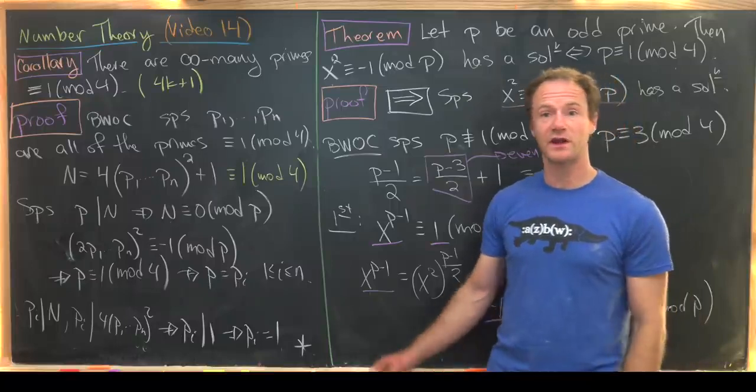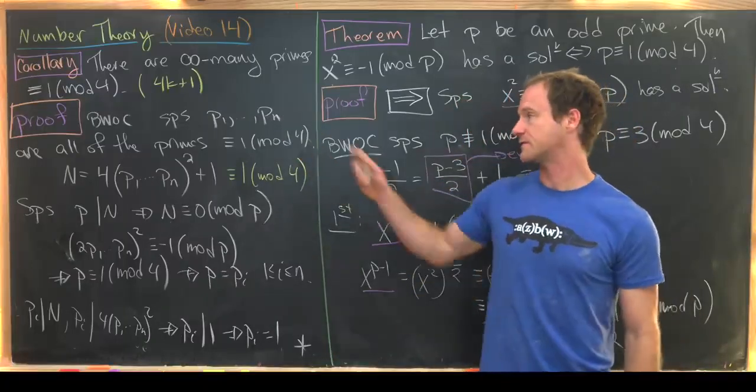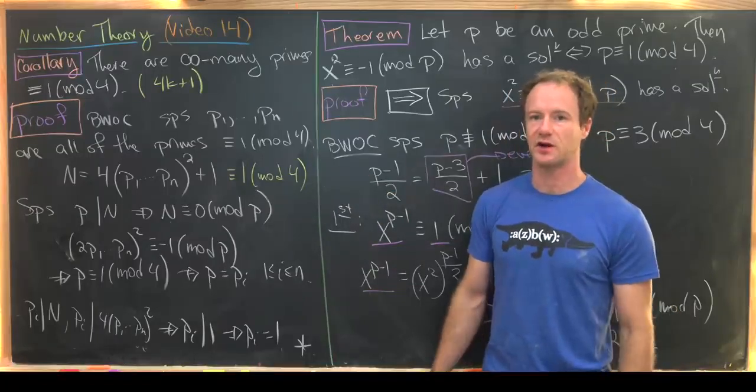And so again, what did we contradict? We contradicted this assumption that there were finitely many primes of the form 1 mod 4. So indeed, there are infinitely many such primes.